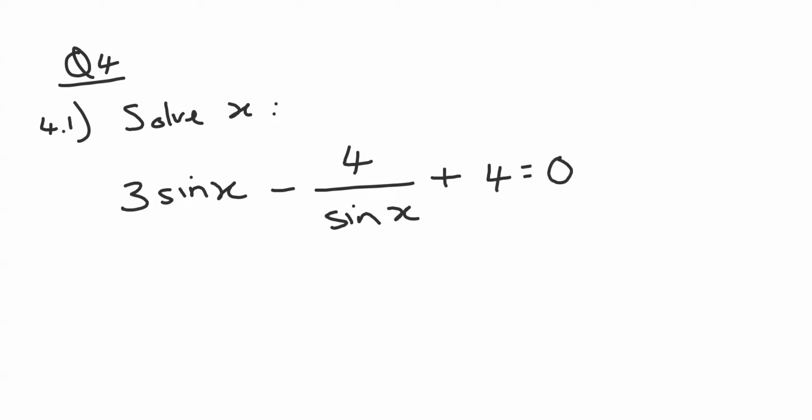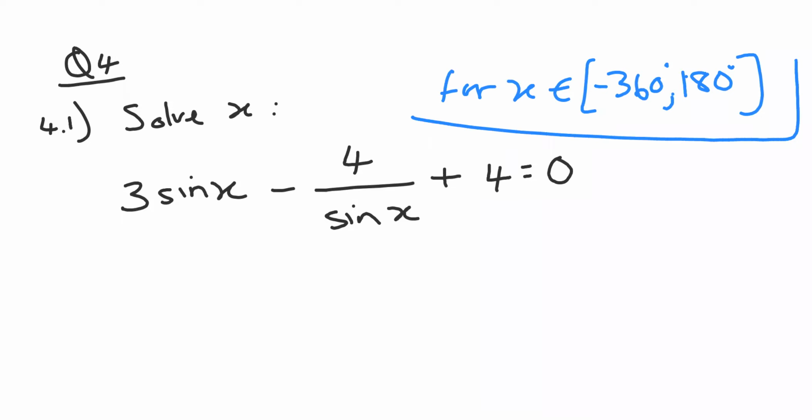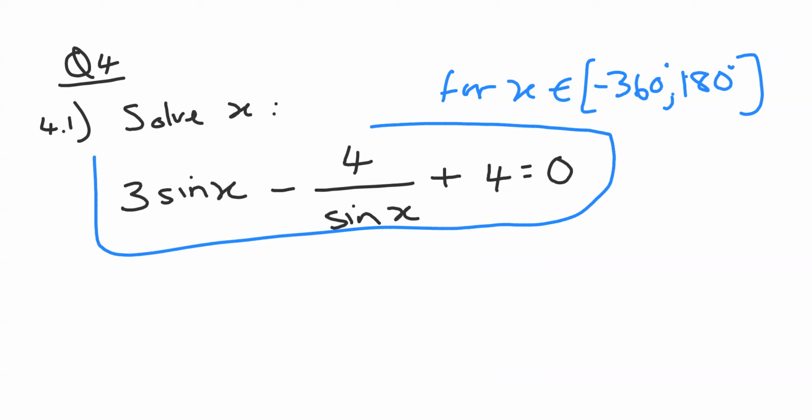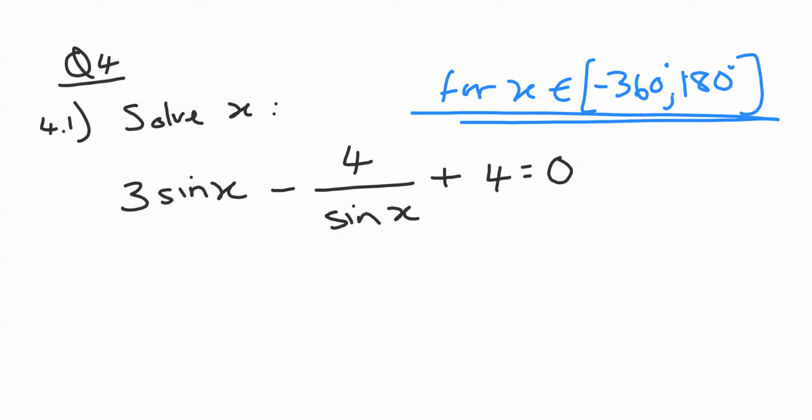Okay, so now they want us to solve x for this equation. And not only that, they are giving me a domain. They're saying for the values of x, which is greater than negative 360, but less than 180. We're going to ignore this part for now. I just want to solve the equation. So I'm just going to solve this equation, and then we'll get back to this after the equation is solved. We're just going to solve this as if it was a normal trig equation or general solution question.